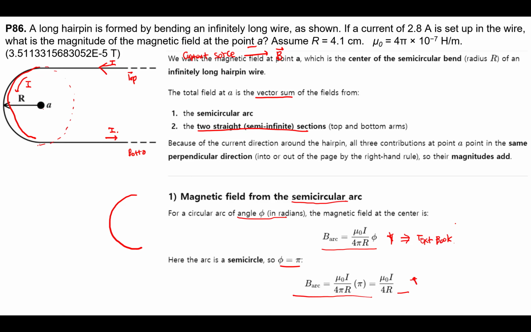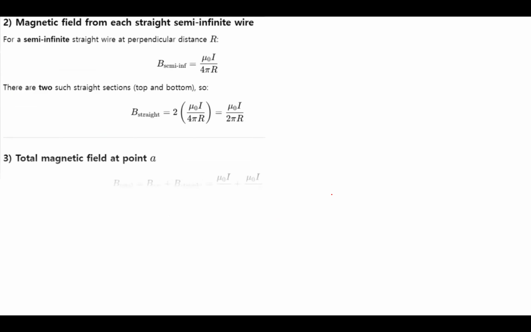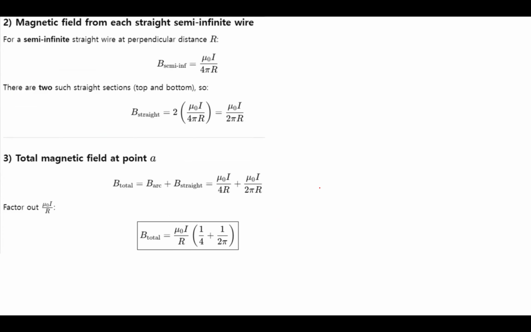So this formula, just please look at the lecture note and or the textbook. So you need to memorize, you need to understand this formula, first of all, to find out the magnetic field from the semicircle arc, and then magnetic field from each straight semi-infinite wire, and then the semi-infinite straight wire at a perpendicular distance r is given by this one.